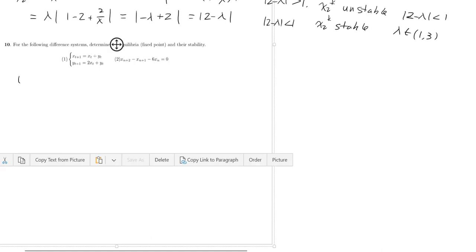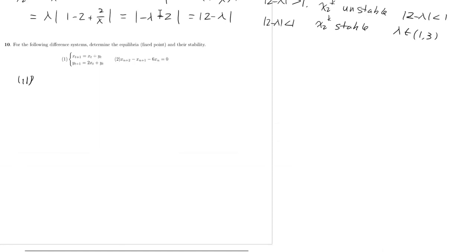So for the first problem, we just let x be x plus y, and y be 2x plus y. So this is called finding the fixed point. And from here we can see easily y is equal to 0. And then when we plug into the second equation, we see 2x is also equal to 0. So we have an equilibrium, (x star, y star) equal to (0, 0). It's a fixed point.